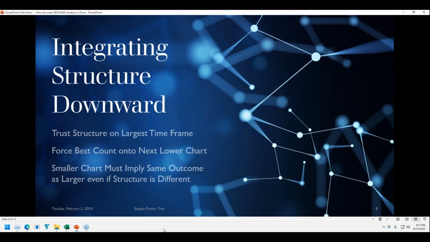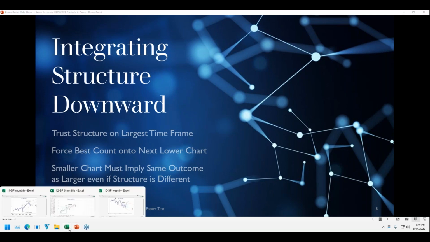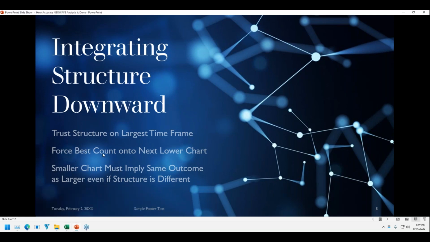Your long-term structure is your guiding trend and your most powerful force. The smaller trends are not going to change that powerful direction. They're just going to interact with it. And so you always want to begin your analysis from the largest time frame first, and then work your way down. Let me show some of this process.